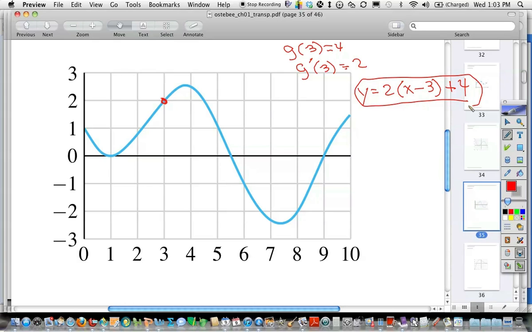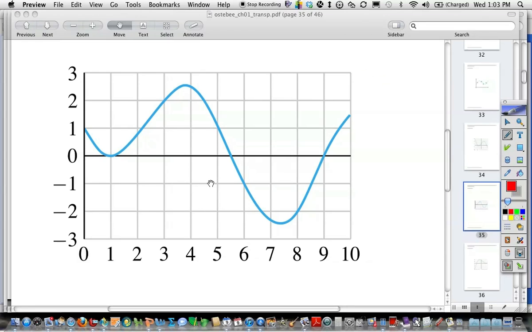35 is the same kind of thing. Right? We need a point. They gave us that. We need the slope. We get that off the g prime graph. We write the equation of our tangent line. All right. Now let's do 33, and then we can come back to 36.